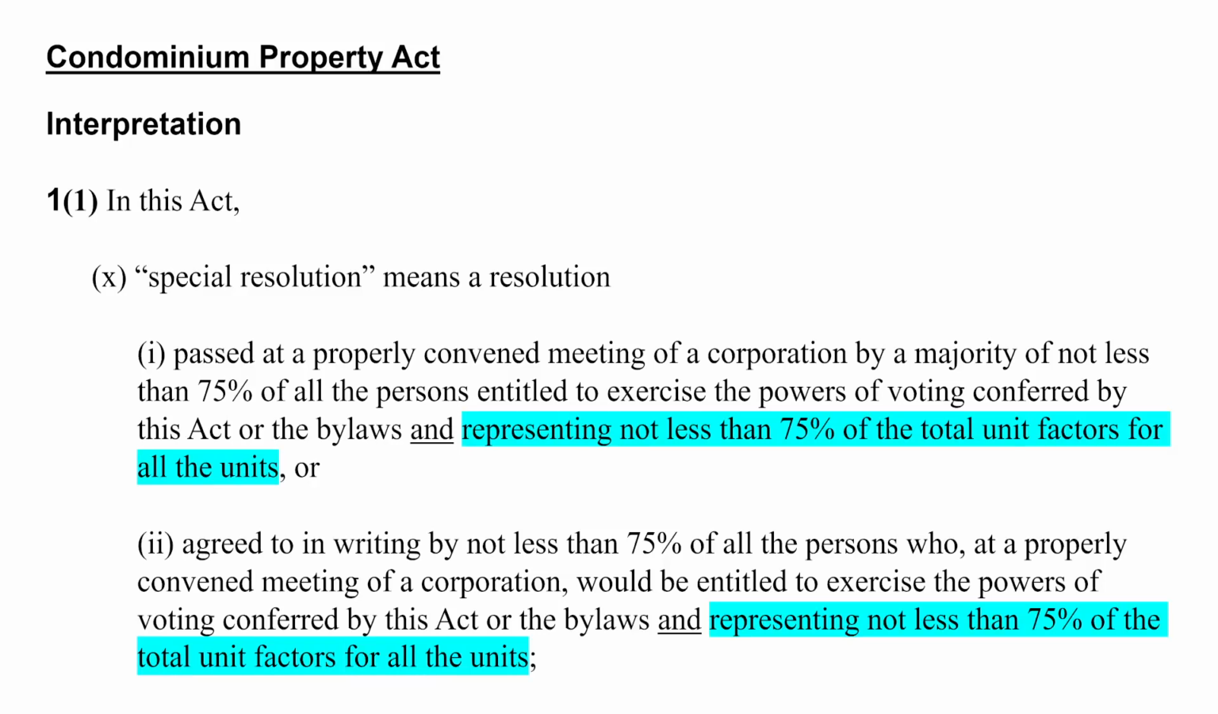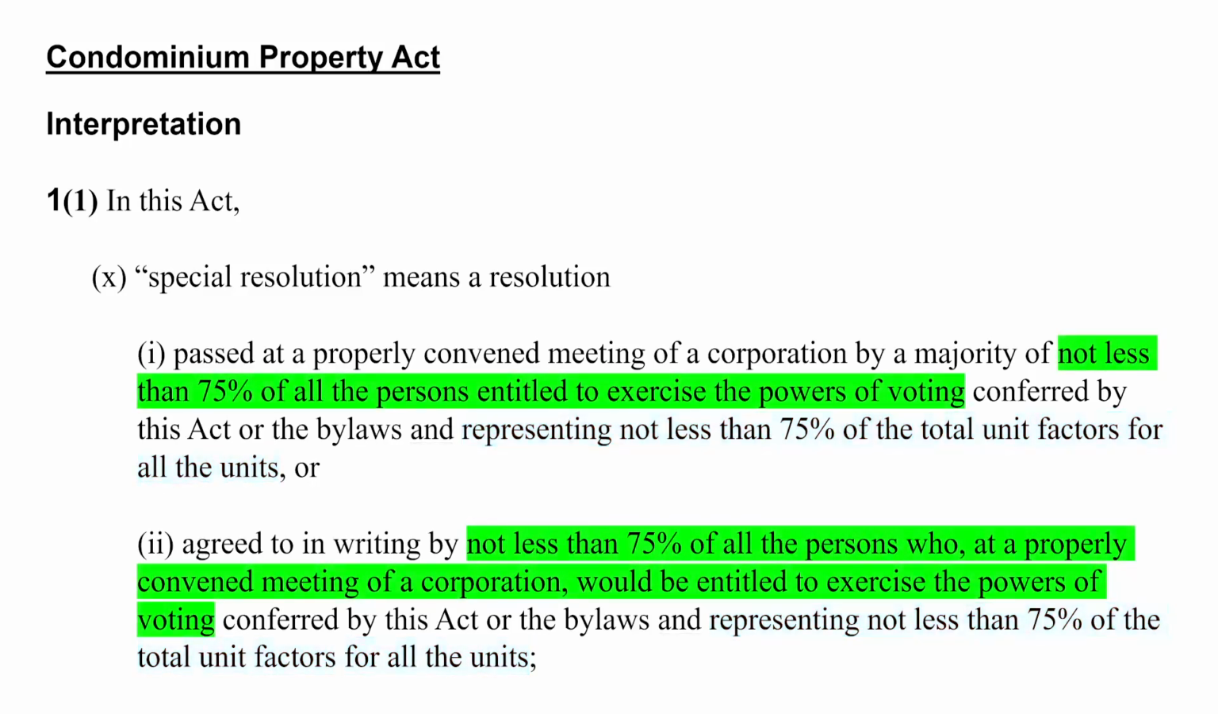But the really important piece to keep in mind is that the resolution has to be by a majority of not less than 75% of the persons entitled to exercise powers of voting. In Alberta, those are the land title holders, and in some cases, it could be the mortgagee. So in this scenario with Blackstone, they don't control the majority of the persons, they control the majority of the unit factors. They can meet the second threshold, but this first one that I've highlighted in green, they can't meet if the owners choose not to allow them to go through with it.